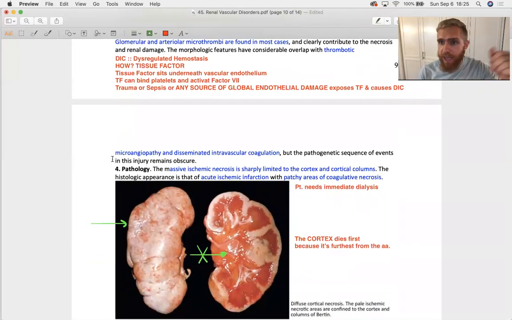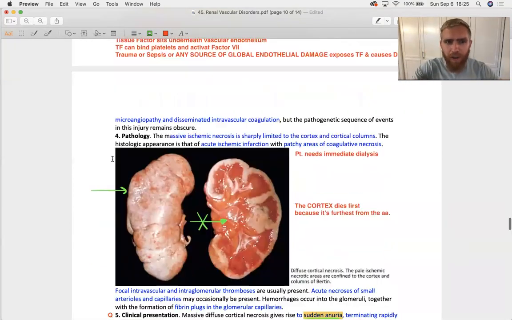So you see DIC, you remember tissue factor. How does the tissue factor get exposed? Endothelial damage. How do you get the endothelial damage? Acute sepsis, or, what's it called, when your own immune system just starts producing all those cytokines, a cytokine storm, something like that. That could give you this DIC.